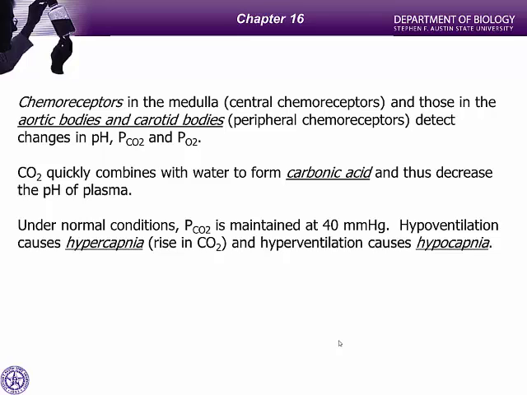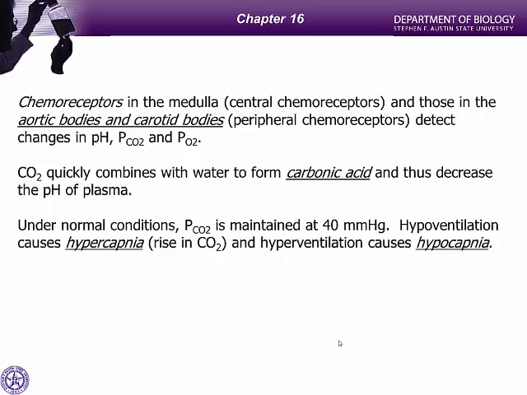Because carbon dioxide is going to be converted into carbonic acid, and that is what decreases the pH level. Now, under normal conditions, remember, we've got that 40 millimeters of mercury pressure for CO2. Well, if we have an increase in CO2, which can happen from hypoventilation, where you're not breathing fast enough and not giving off as much CO2 as it's being made, that will lead to an increase in CO2, which is called hypercapnia. Likewise, with hyperventilation, breathing too quickly, you're not going to have a chance to get the CO2 from the tissues to your lungs. You're going to get rid of too much CO2, and that's going to be hypocapnia.